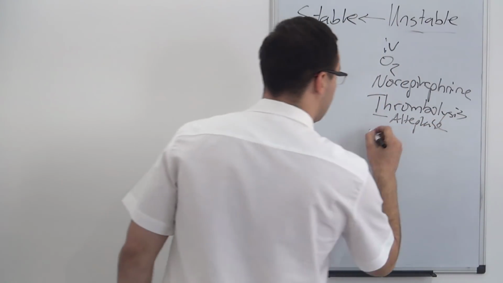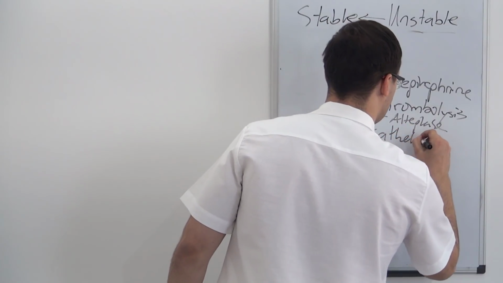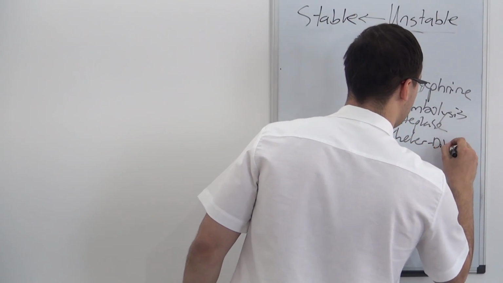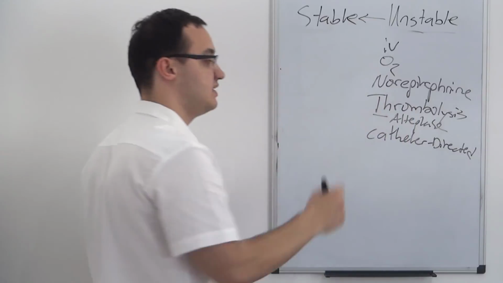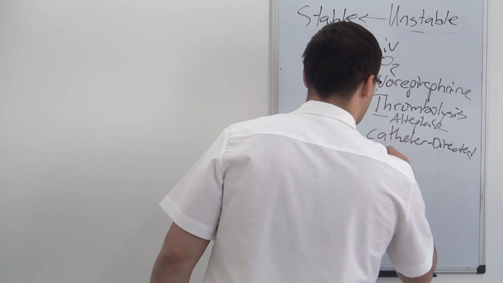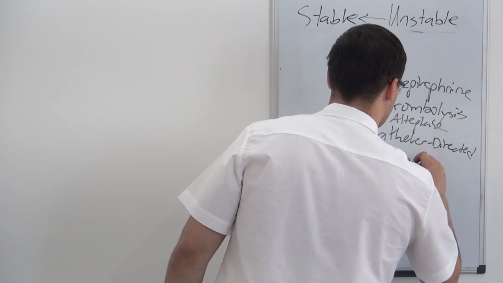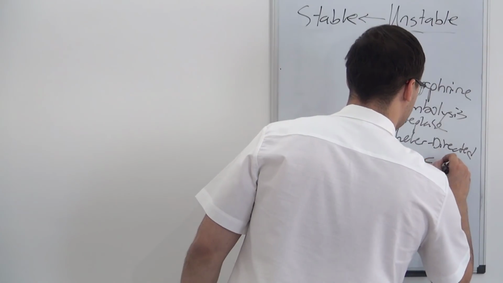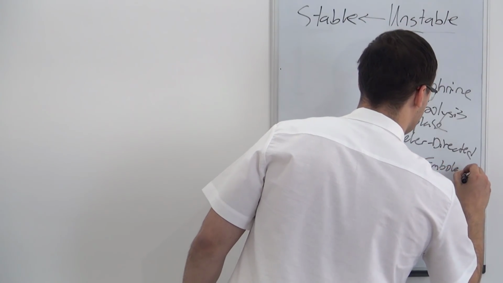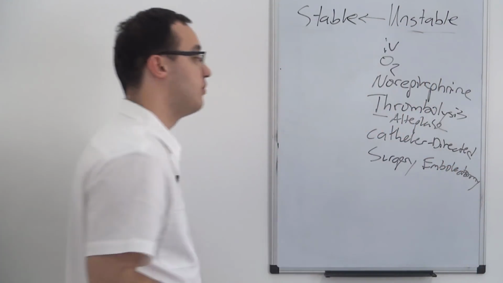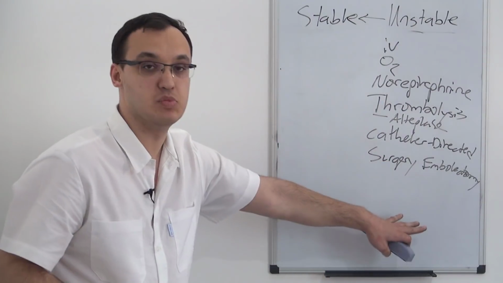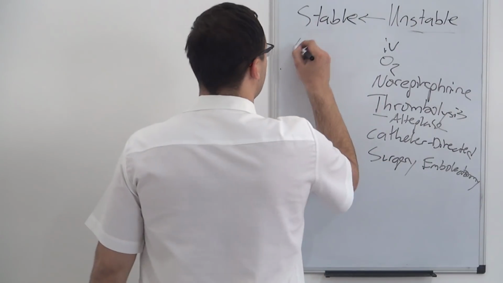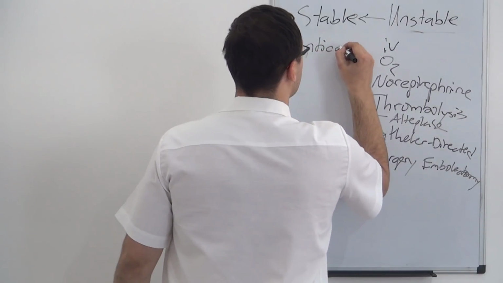If this does not work, then I do a catheter directed thrombolysis. If this does not work, then I do a surgery, embolectomy. Good, that was unstable, then you know it. Stable, I just write anticoagulation.